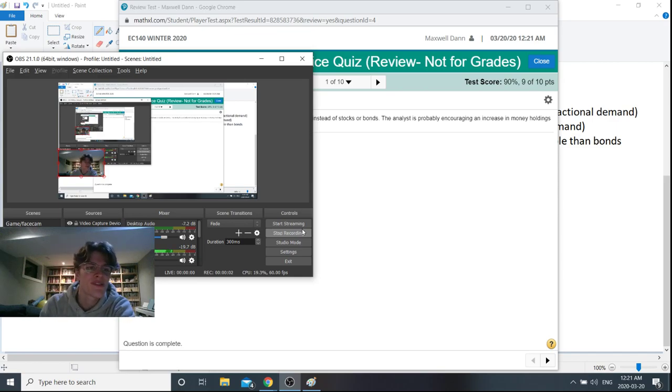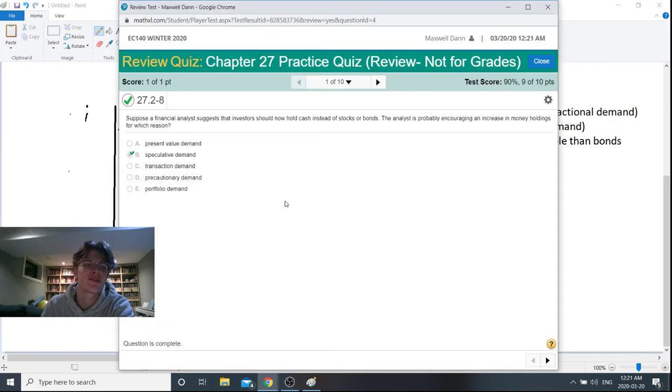Alright, we're in the final stretch here. This is chapter 27, part 1. Suppose a financial analyst suggests that investors should now hold cash instead of stocks or bonds. The analyst is probably encouraging an increase in money holdings for which reason?